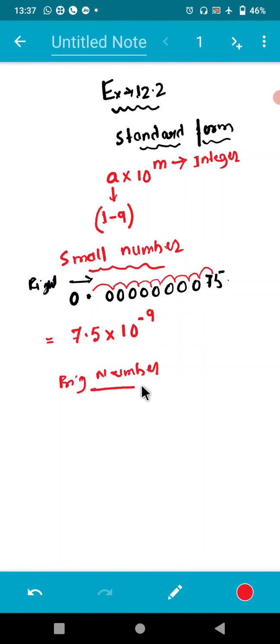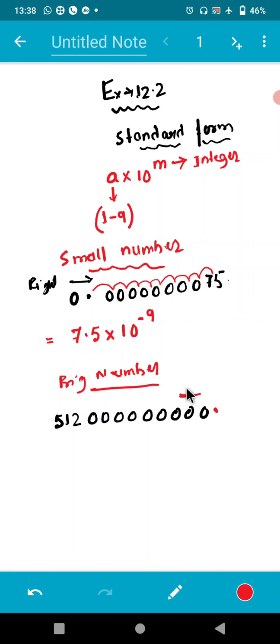Once you understand these two concepts, students, then I believe it will be a piece of cake for all of you. Now let me give you one big number, suppose 5 1 2 0 0 0 0 0 0 0 0 0. So this is a big number, isn't it? Now in a big number usually you will not see any decimal, isn't it? In this case, what you have to see is that we have to think that the decimal is over here. Yes, the decimal is over here. Now this time again you have to shift the decimal, this time from left to right.